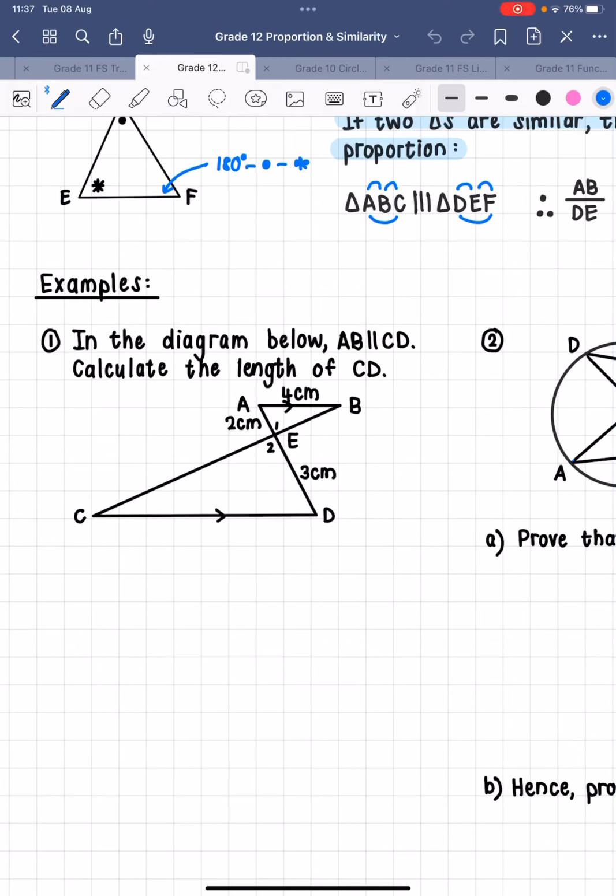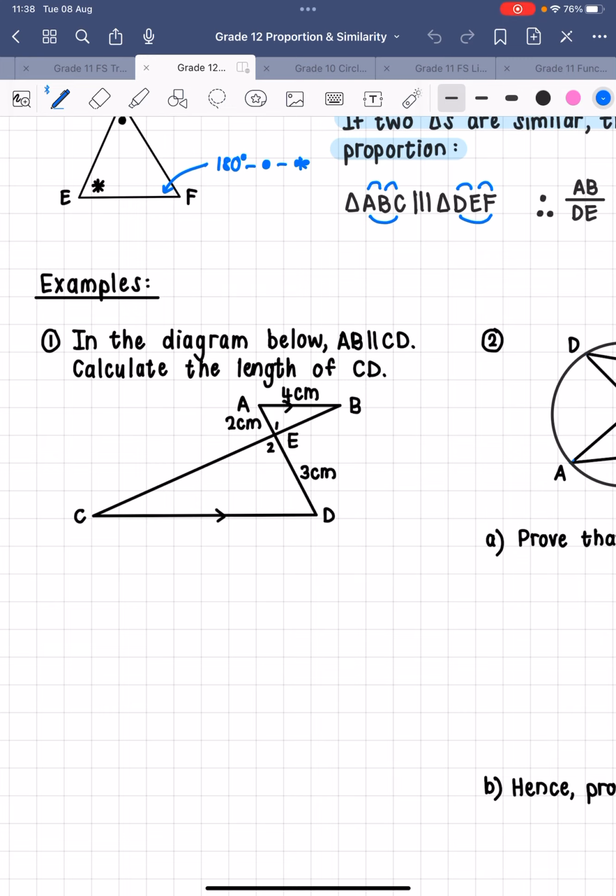Right, guys, the question is saying, in the diagram below, AB is parallel to CD, and then they're asking us to calculate the length of CD. Right, now, so far we've done two different ways in which you can find the length of a side. We've worked with Pythagoras, right? That is a possible way of finding a side of a triangle. But in which type of triangle are we allowed to use Pythagoras?